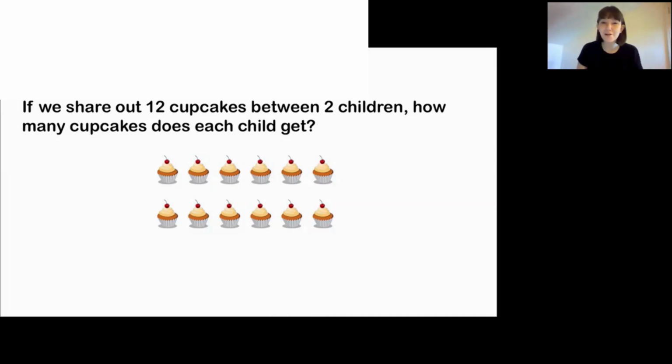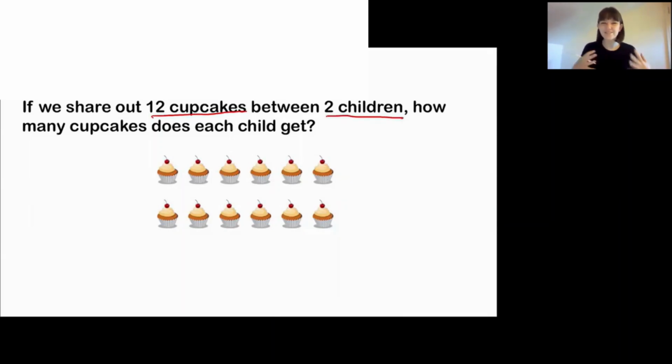Share out 12 cupcakes between 2 children, how many cupcakes does each child get? So I've got myself here a picture of some cupcakes. You can draw some out to help you with this because sometimes pictures make it a little bit easier for us to do our questions, doesn't it? So you can draw out 12 cupcakes to help you do this question. I've got mine here. So we have 12 cupcakes in total, and we want to share them between 2 children.